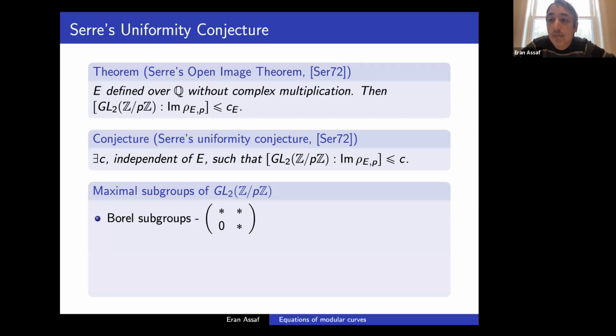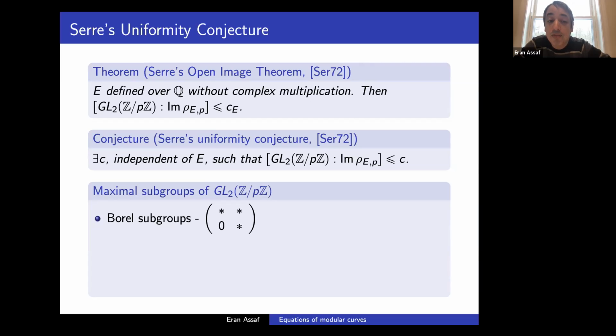And the way that Serre approached this problem was by studying the maximal subgroups of GL2 Z mod PZ. So the idea was, we will look at all the elliptic curves such that the image of our representation is contained in one of the maximal subgroups. We will see that there are no such elliptic curves defined over the rational numbers, or we will classify the specific cases in which there are elliptic curves defined over the rationals. And that will leave us only with the case that the image is everything. So for that, we classify the maximal subgroups of GL2 Z mod PZ.